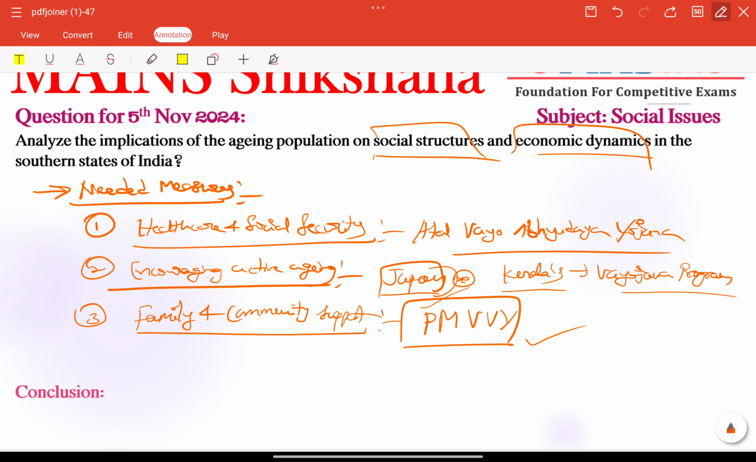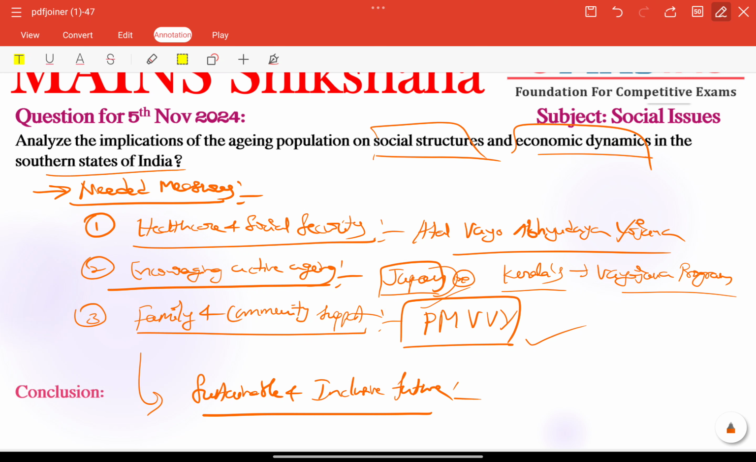So finally, if we follow the above measures, we can create a sustainable and inclusive future here. To whom? Elderly, right? Especially we are talking about southern states of India, right? So strong healthcare, economic support and active aging initiatives can transform these states into better societies for the elderly that can create a sustainable, inclusive future, right? We can end up with this, right? This is the perfect approach and structure according to the demand of the question.